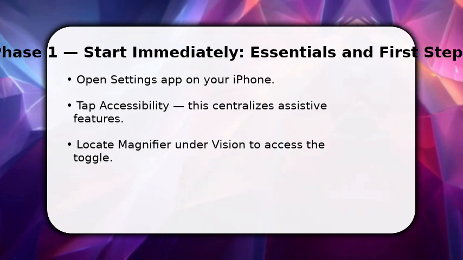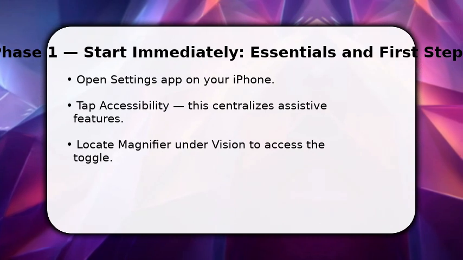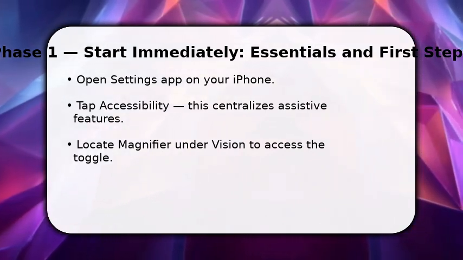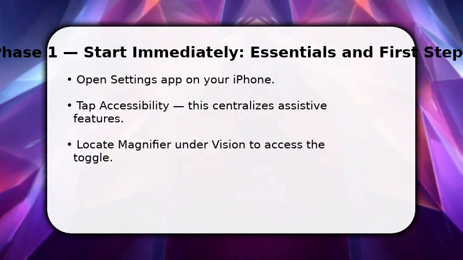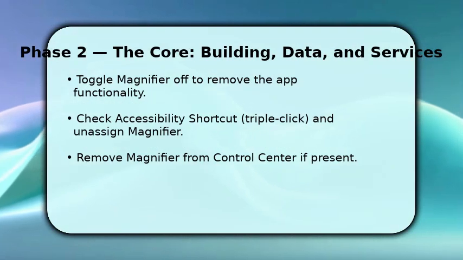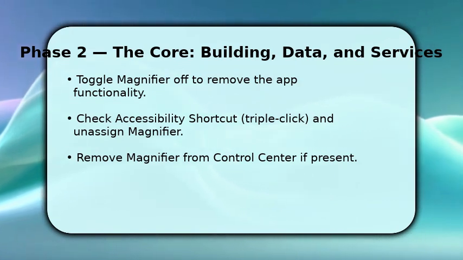Don't jump to Control Center yet, because removing the icon won't stop the feature. Instead, tap Magnifier to reveal its dedicated options. This is the only place Apple provides a global off switch, so proceed to toggle it off now. Once you tap Magnifier, toggle it off. This disables the app and its automatic camera magnification.